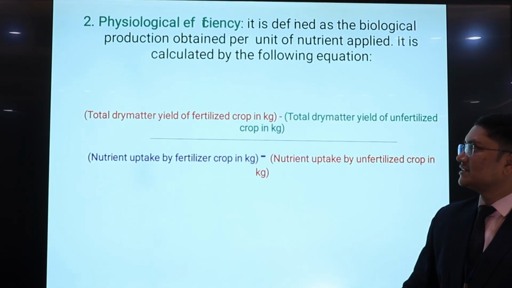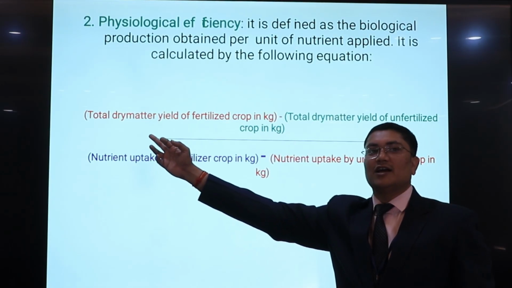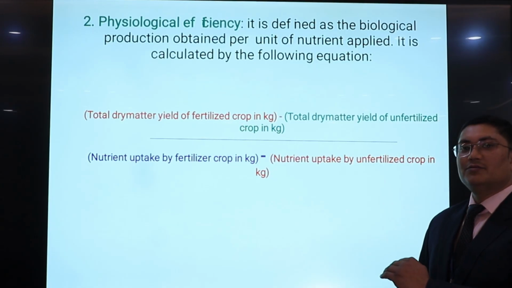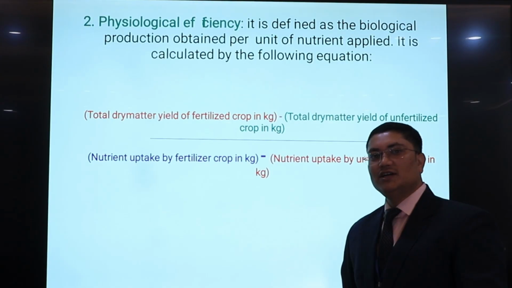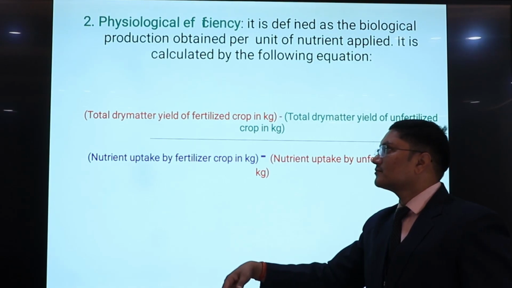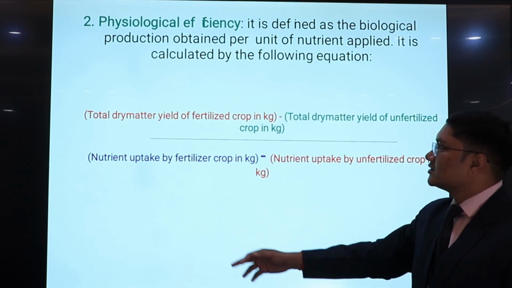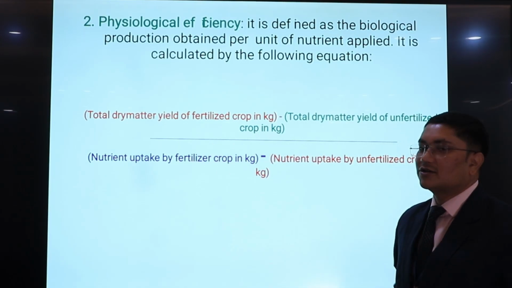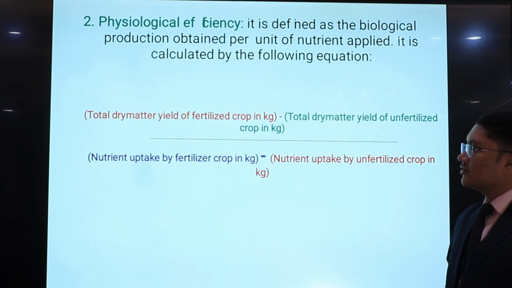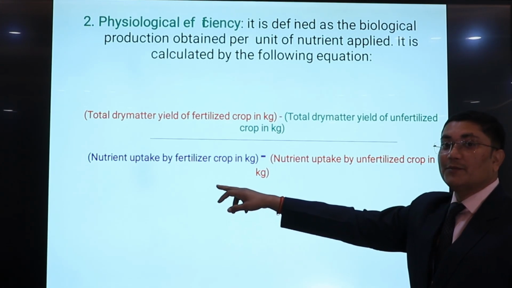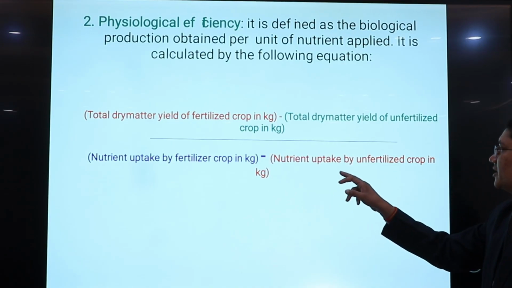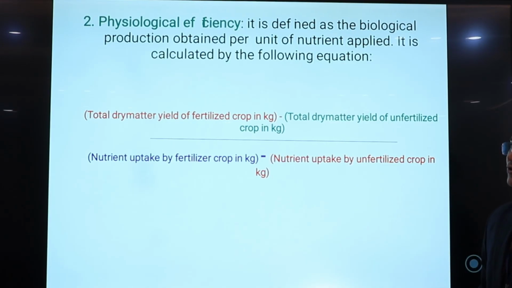The next one is physiological efficiency. Here we take the total dry matter of the fertilized crop in kilograms, not the economic yield only. In agronomic efficiency we took only the economic yield; here we take the whole plant material from top to root. So it is the total dry matter yield of the fertilized crop in kilograms minus the total dry matter yield of the unfertilized crop in kilograms, divided by the nutrient uptake by the fertilized crop in kilograms minus the nutrient uptake by the unfertilized crop in kilograms.